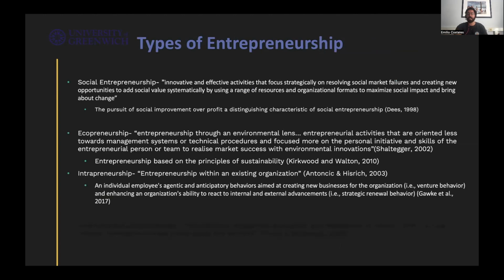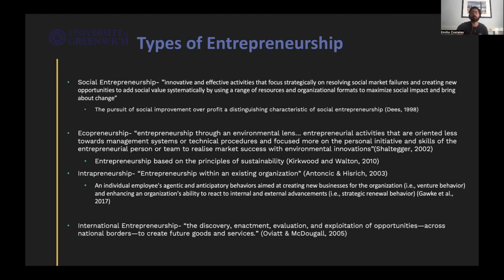We have intrapreneurship, which refers to entrepreneurial endeavors within an existing institution. And then we have international entrepreneurship, which we will discuss quite a bit in this module, and which refers to entrepreneurial behavior across borders. Now, we will discuss each of these areas and the nuanced differentiations between them as the course progresses. But for now, it's just important for us to know that each of these areas constitutes various ways in which innovation is leveraged to engage in meaningful action.